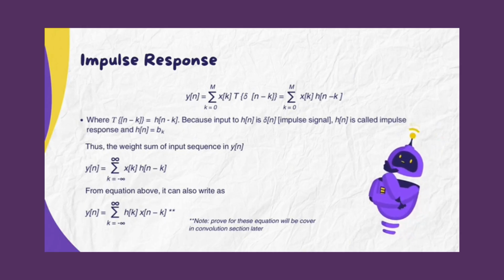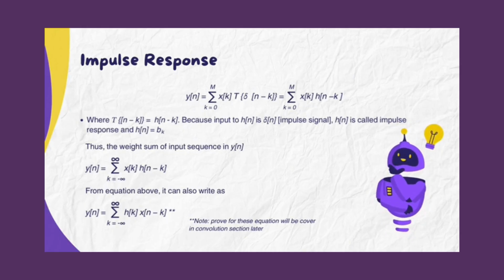We start with this equation, y of n equals the summation from k equals 0 to capital M of x of k times T of delta of n minus k. This just means we're calculating the output y at time n by adding up all the input values x of k, multiplied by the system's response when it gets a short impulse at that position.